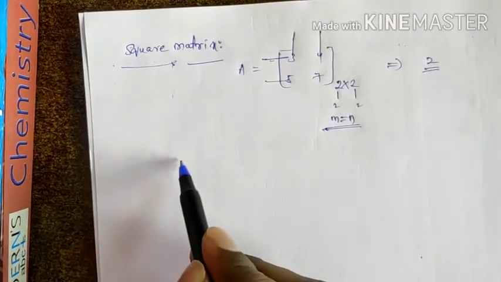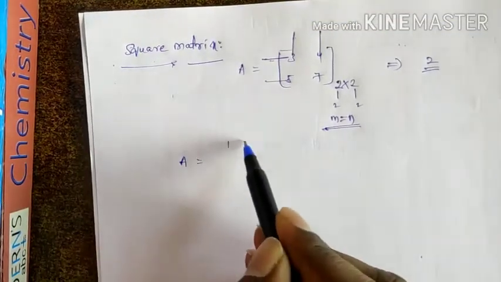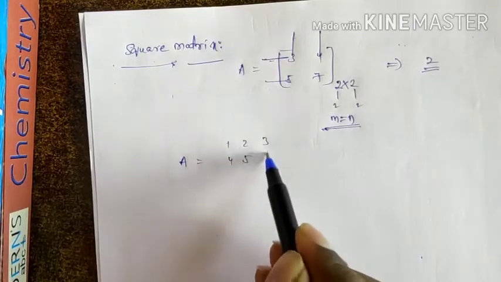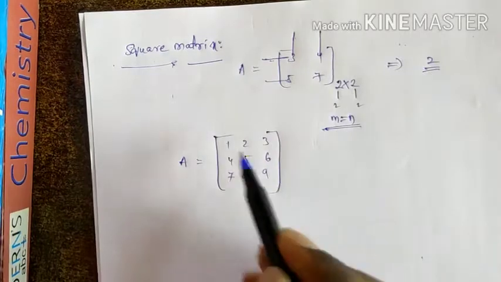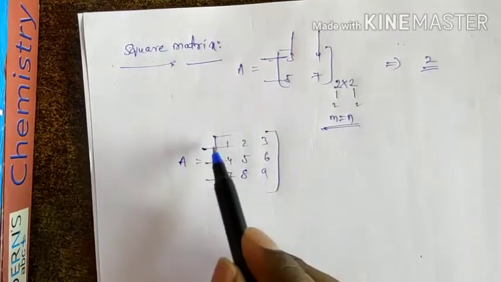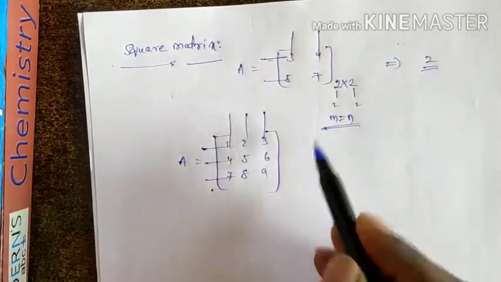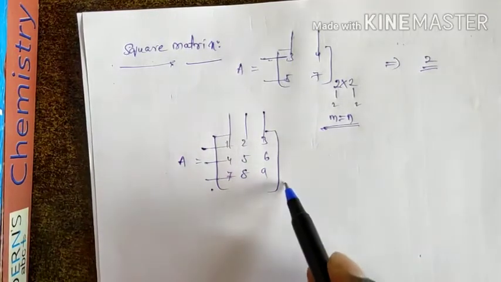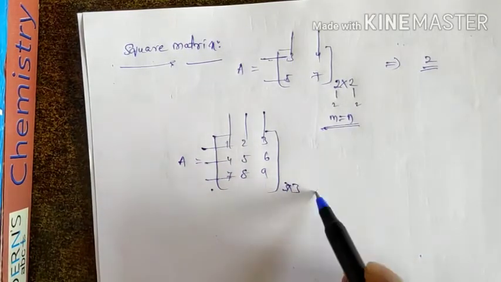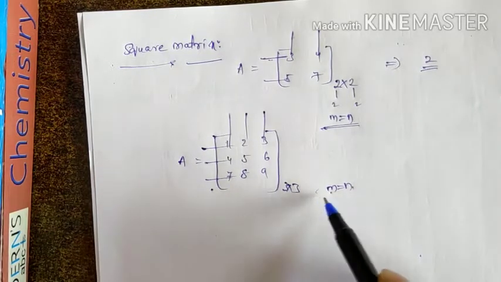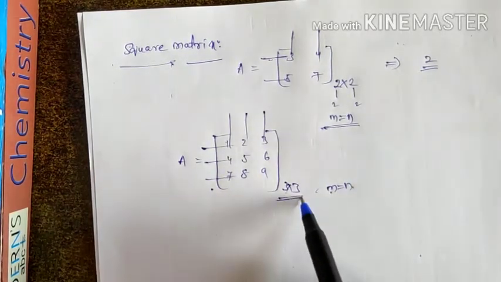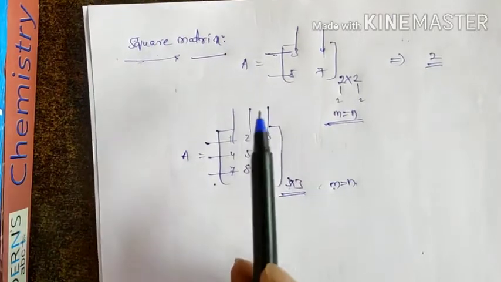Suppose a matrix is like this. A is equal to 1, 2, 3, 4, 5, 6, 7, 8, 9. This is also a matrix because the number of rows in this matrix is 3 and the number of columns in this matrix is 3. So that's why it is a 3 by 3 matrix. So here also m is equal to n. m means number of rows, n means number of columns. So number of rows is equal to number of columns. So that's why it is a square matrix.